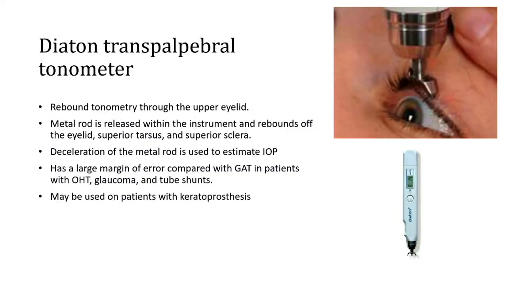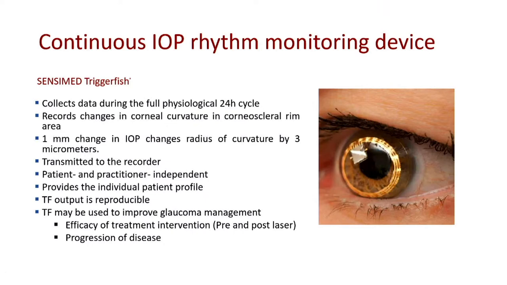Then the transpalpebral tonometer, it is a rebound tonometer through the upper lid, and it is used in patients who have keratoprosthesis or KPro. And then the newer tonometers will be covered in a different lecture, but this is the Triggerfish device, which is a contact lens kind of device and measures the variations in the corneal curvature with the changes in the intraocular pressure.